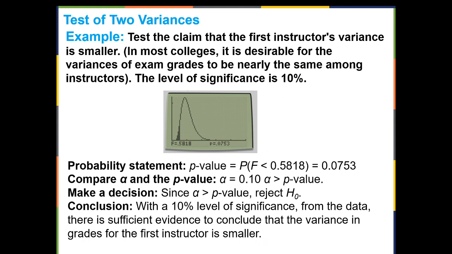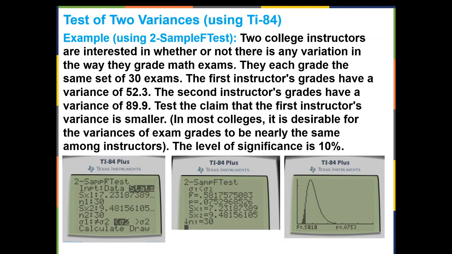So you can read the decision here. It's very similar to chapter 9. So I'm going to move on. So here is how you do it with the calculator.